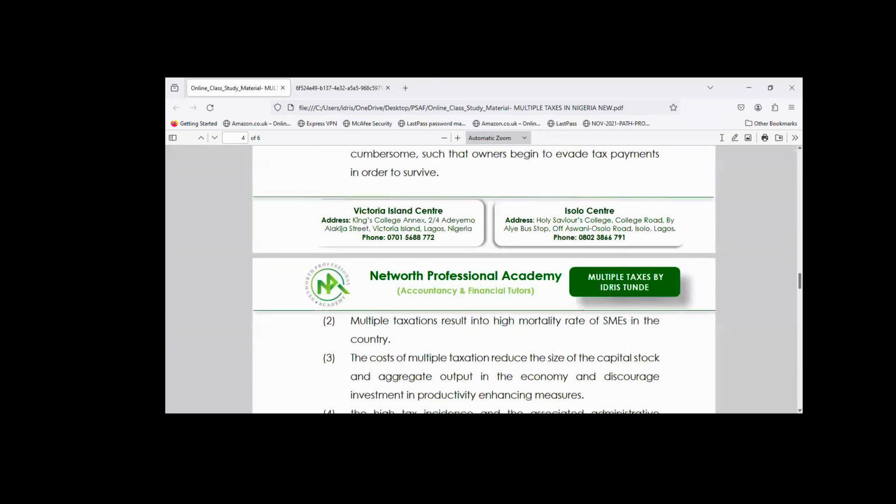Another impact, multiple taxes result in a high mortality rate of SMEs in the country. Most of the SMEs, small and medium enterprises, the reason they don't survive long, why they normally close up so soon, is because of multiple taxes.